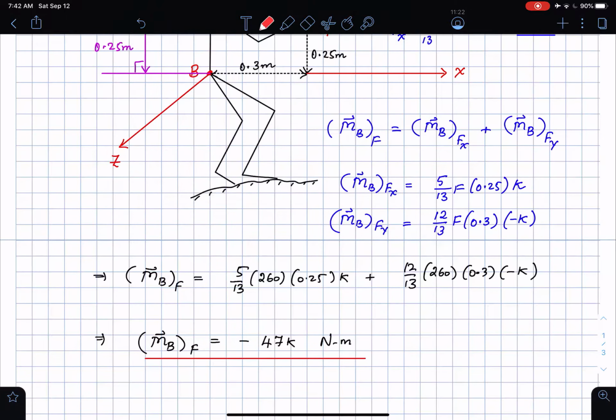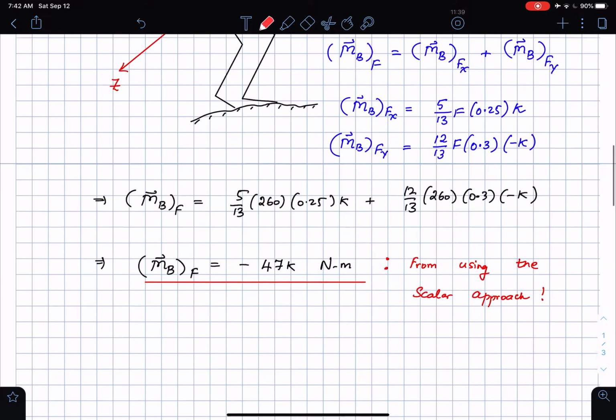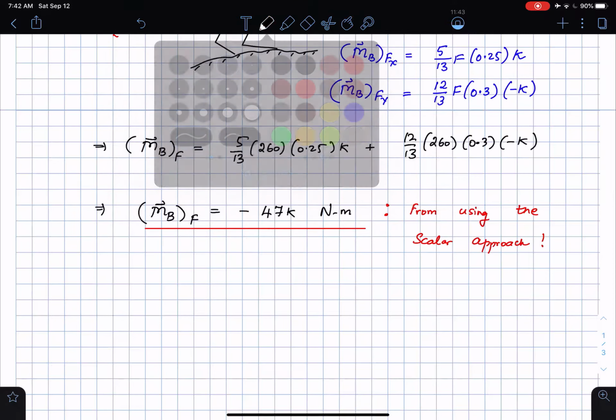Okay, so this is using the scalar approach. Okay, how do I do it using the vector approach? So now I'm going to do the vector approach. I'm going to write that down separately here.